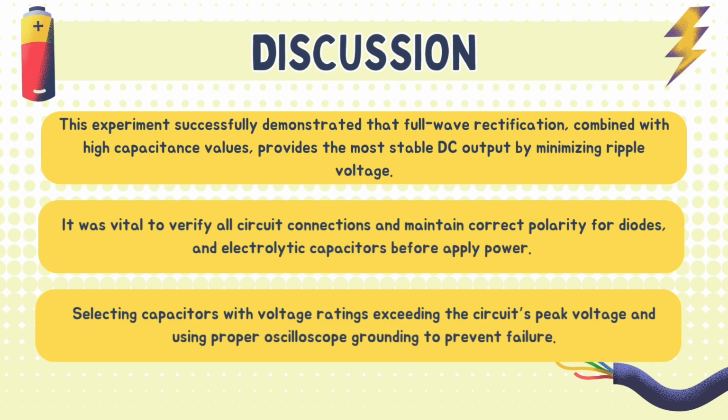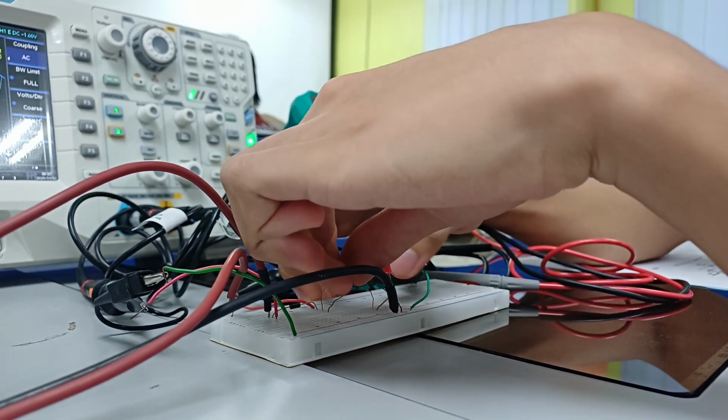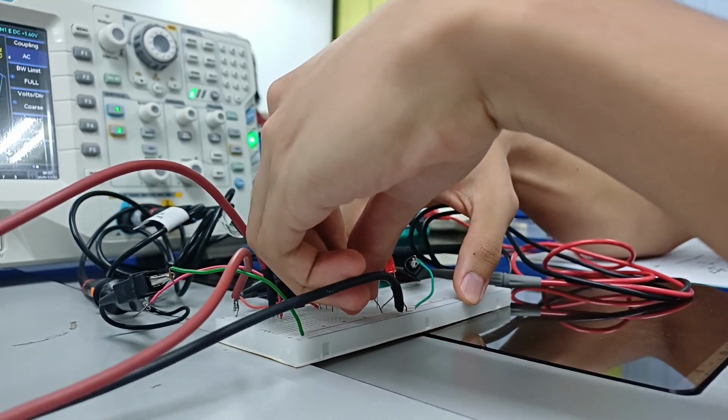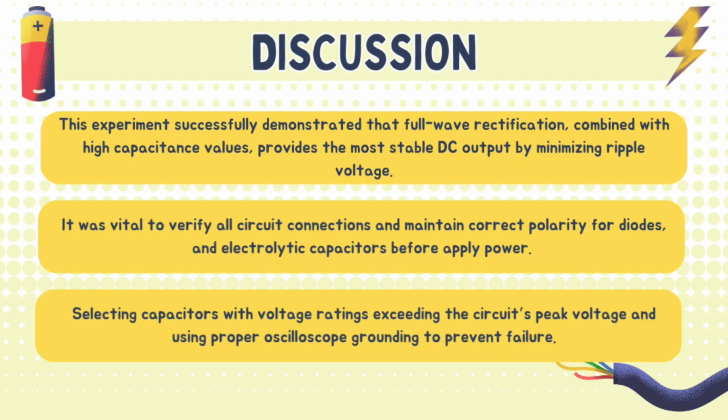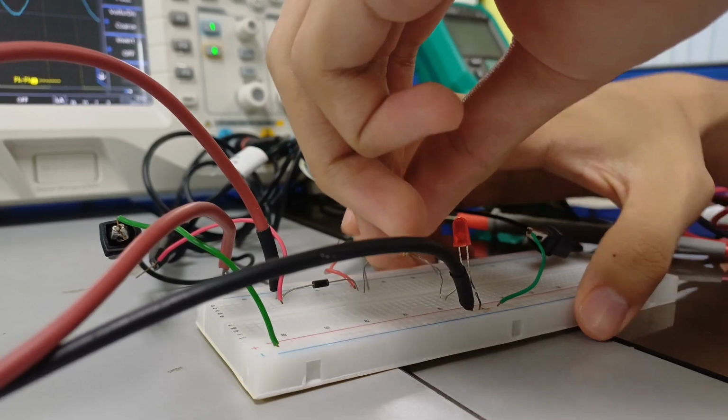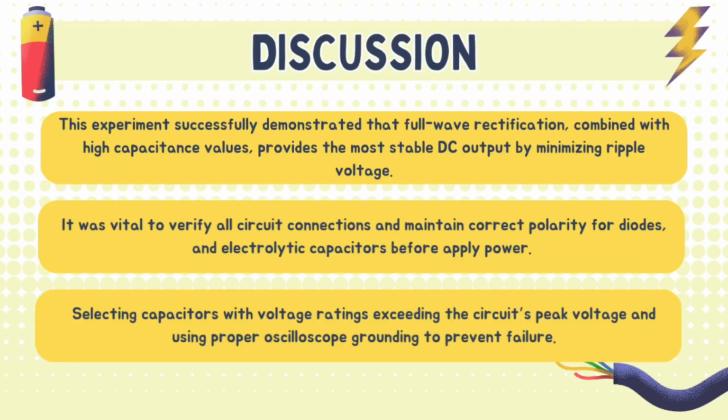Lastly, this experiment successfully demonstrates that full-wave rectification combined with high capacitance values provides the most stable DC output by minimizing ripple voltage. To ensure safety and accuracy throughout the process, it was vital to verify all circuit connections and maintain correct polarity for diodes and electrolytic capacitors before applying power. Furthermore, selecting capacitors with voltage ratings exceeding the circuit's peak voltage and using proper oscilloscope grounding were essential precautions to prevent component failure and electric shock. Finally, turning off the power supply when swapping components or adjusting the breadboard serves to protect both the user and the sensitive electronic equipment from damage.